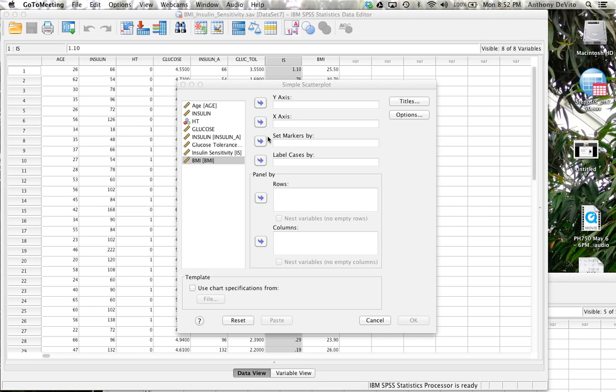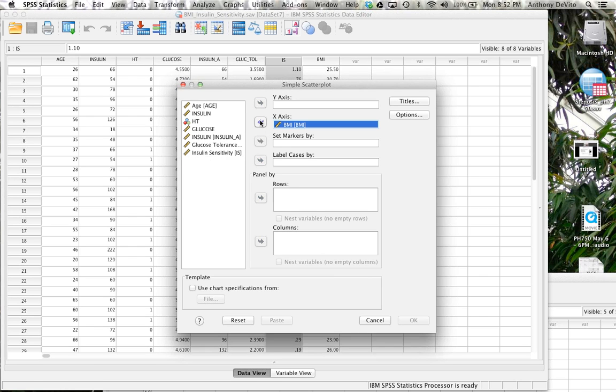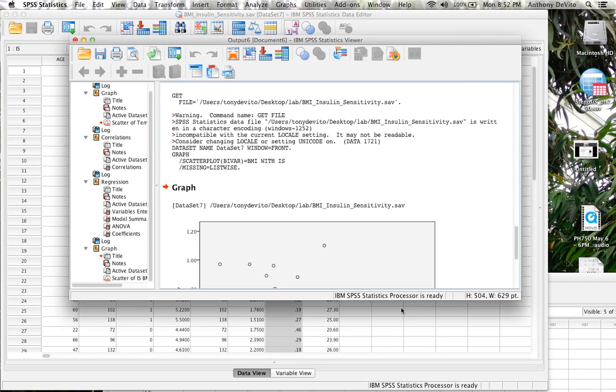Yeah, I think so. I think so too. I think BMI is going to be our independent variable, and a higher BMI is going to make you more likely to be diabetic, or to increase your insulin sensitivity. Okay, so I'm going to put BMI on my x-axis, insulin sensitivity on my y-axis. I'm going to plot it and see what it looks like.